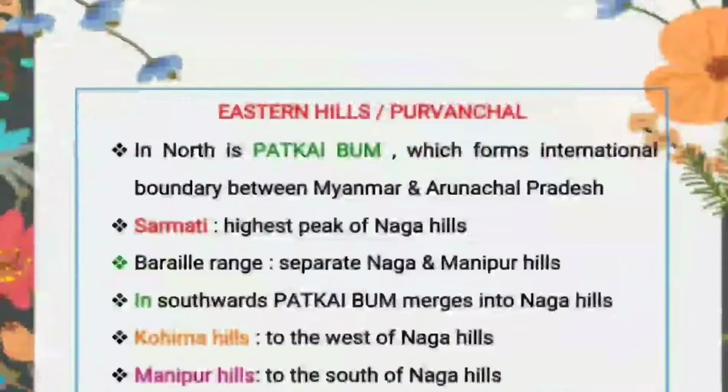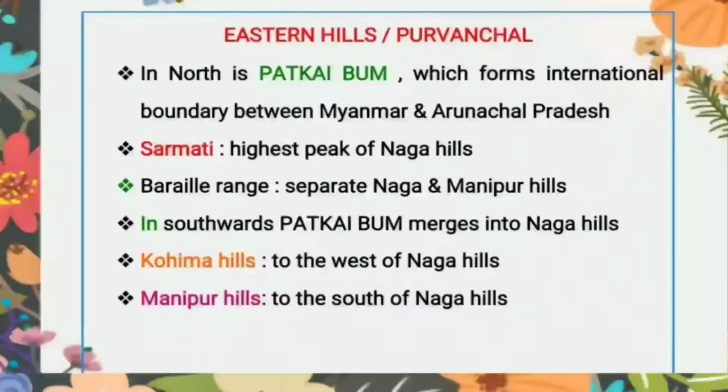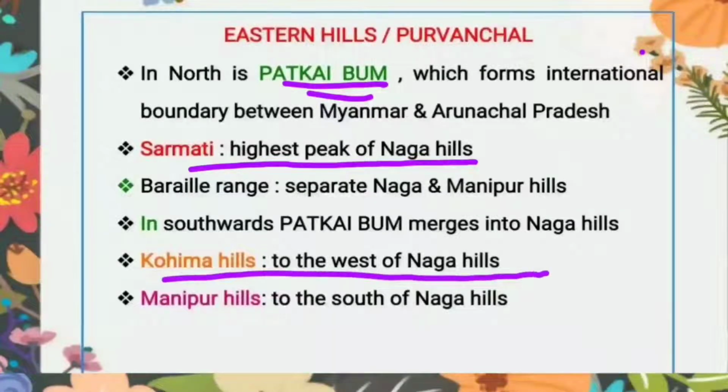Moving forward, in the north is the Patkai Bhum, which forms an international boundary between Myanmar and Arunachal Pradesh. And to the south of the Patkai Bhum are the Naga Hills. The highest peak of the Naga Hills is Sarmati. The Bareil range is separating the Manipur Hills and the Naga Hills. And then the Kohima Hills are to the west of the Naga Hills and Manipur to the south.